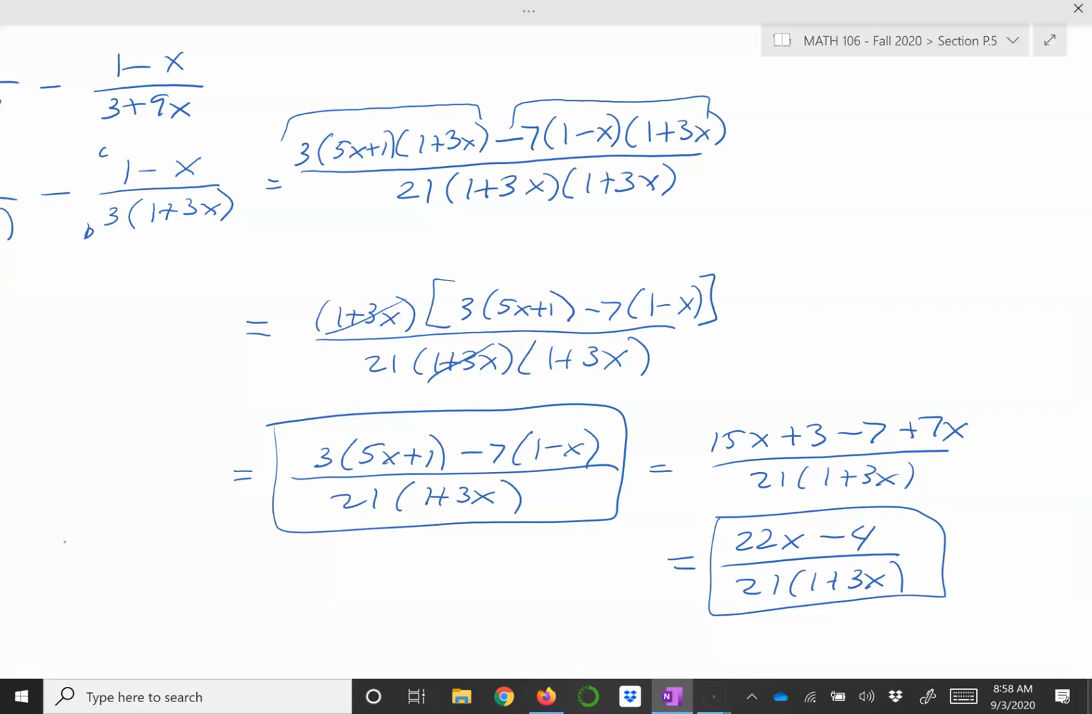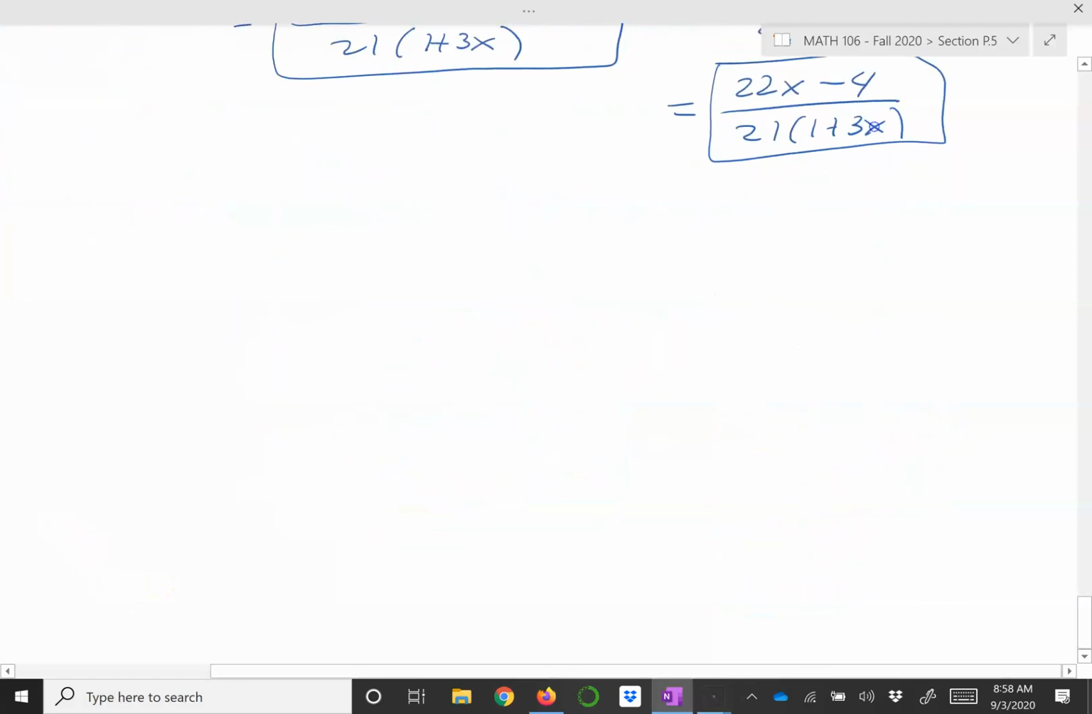Do you think you need to see another one of these? Does anyone want to see another one? All right, perfect. So here's what I'm going to assign as homework for section P5. So this is homework P5.